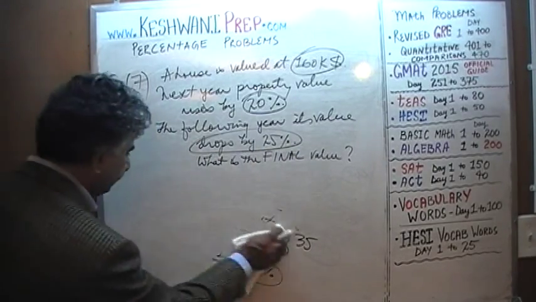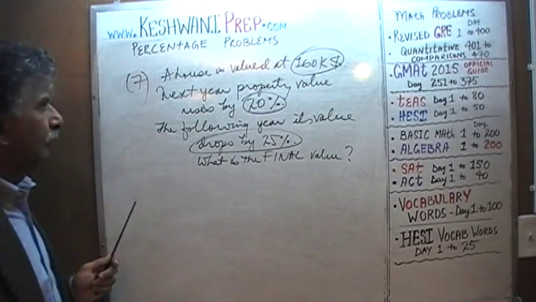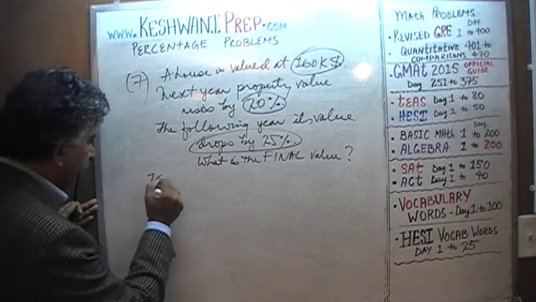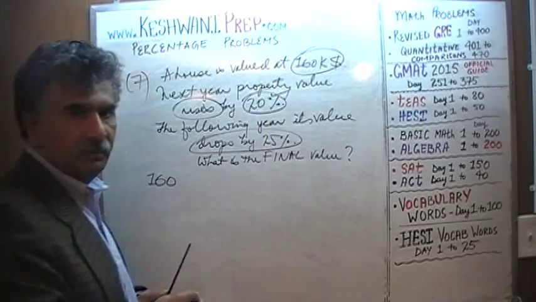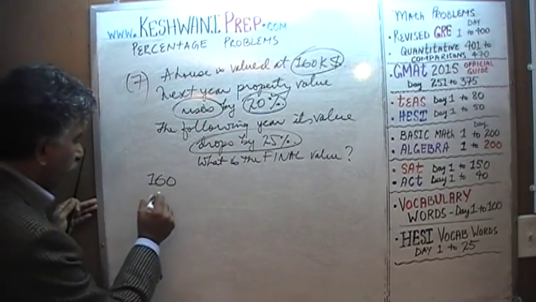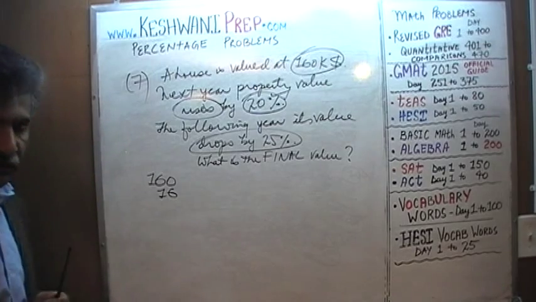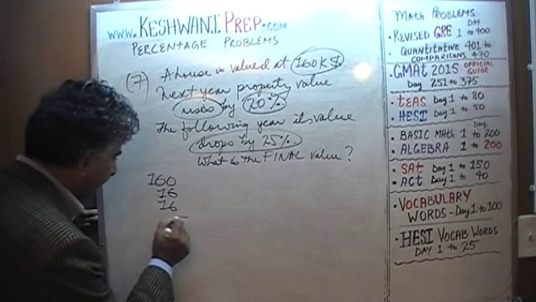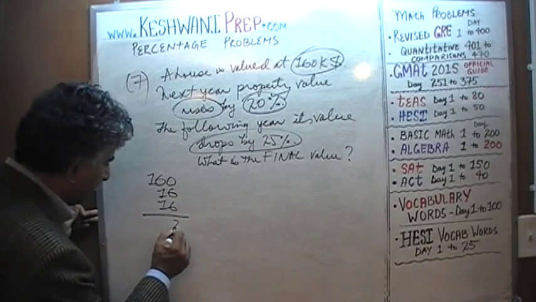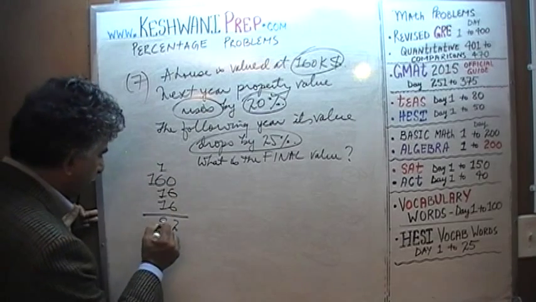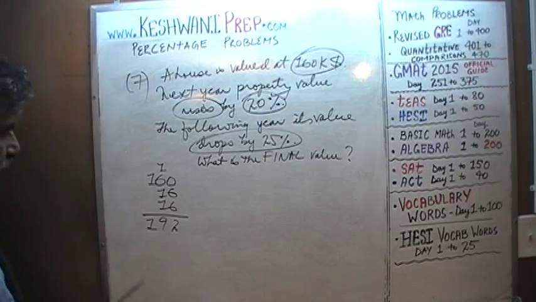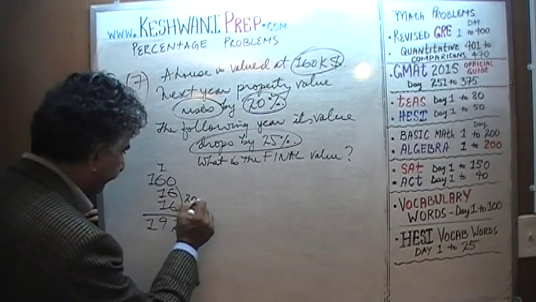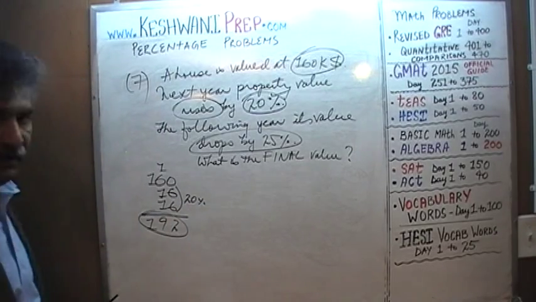Let's do it here. So we started out with 160, and we are told that it rises by 20%. We know 10% of 160 is 16, another 10% would be another 16. We add them all up, we get 32. This amount represents the rise of 20%. So now the price is 192.